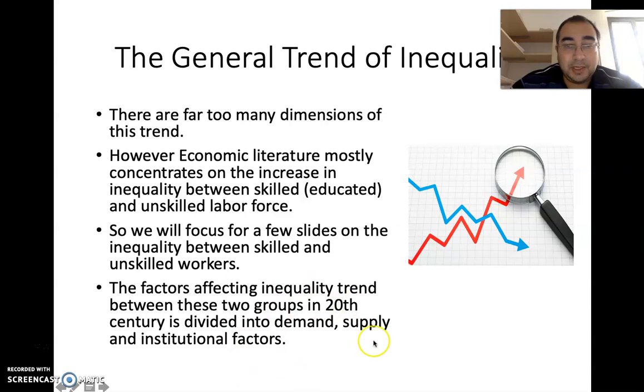And usually, between those groups also there is a trend of increasing inequality, and we will look at different factors, demand, supply, and institutional factors that cause that increase in the next part.